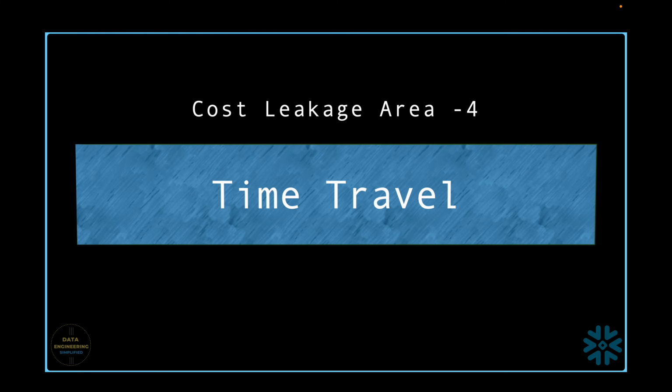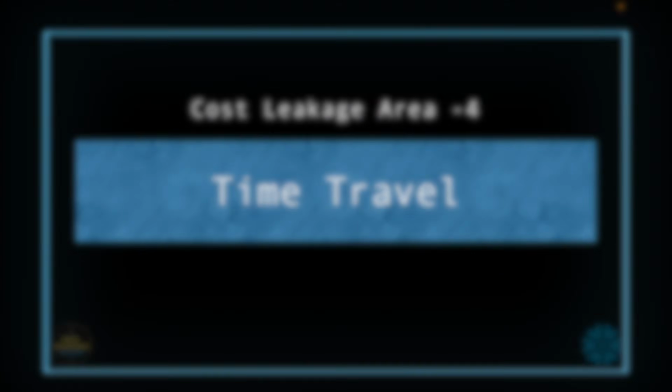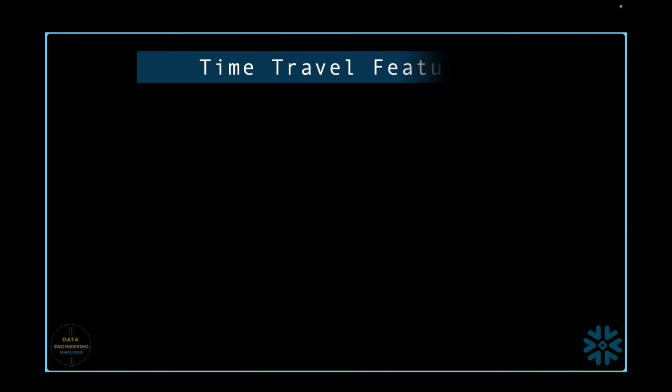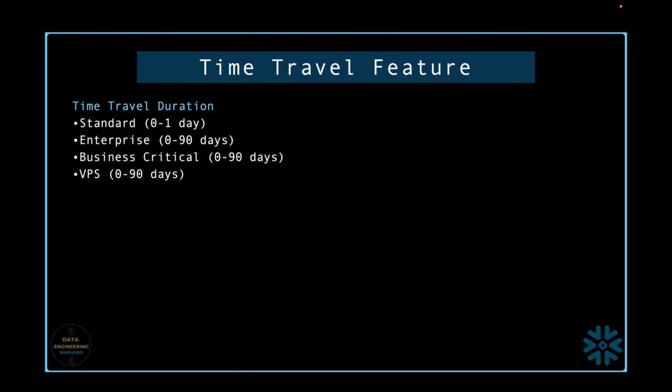We have spoken about the time travel feature, but I would like to make some additional points about it. First, let's talk about time travel duration for different Snowflake editions. In Standard edition, the supported time travel duration is 0 to 1 day. In Enterprise and above, the supported time travel duration is 0 to 90 days.